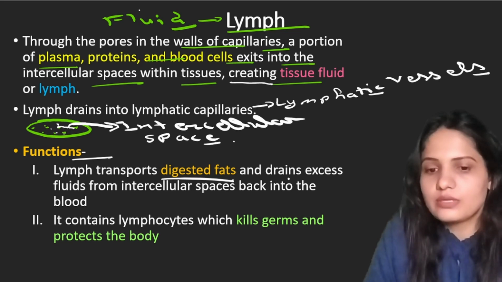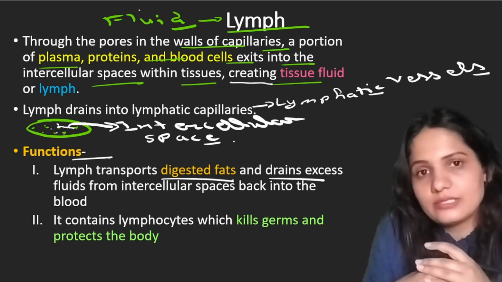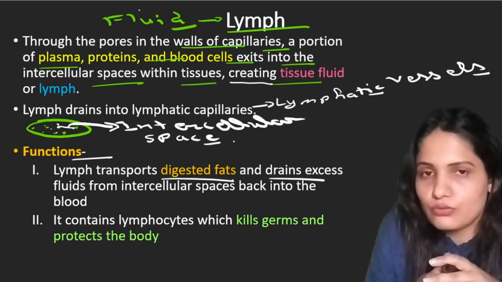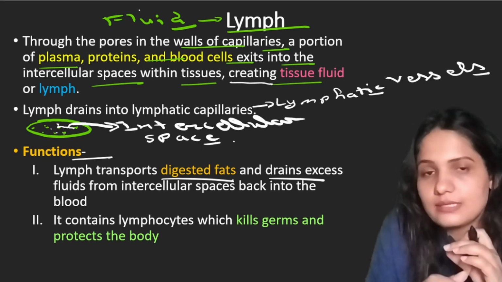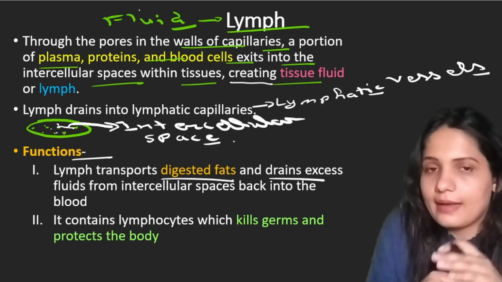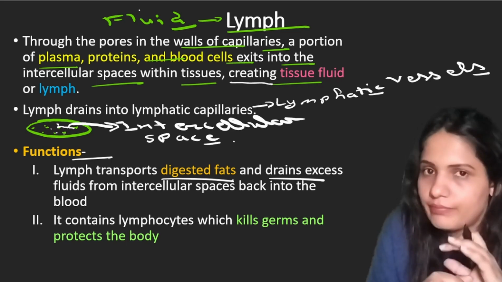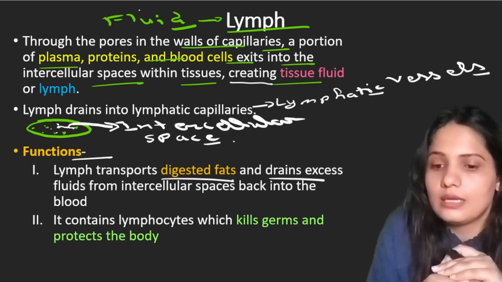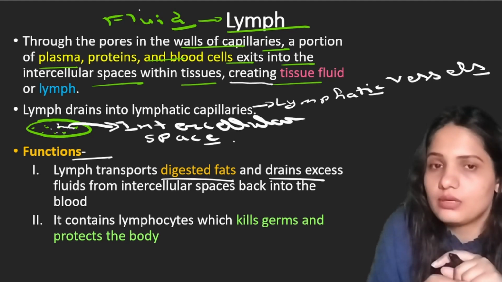Lymph transports digested fat. Once the fat is broken down into simpler substances like fatty acid and glycerol, these simpler substances are absorbed into the lymph in the small intestine. Other nutrients are absorbed into the blood, but the fats are absorbed into the lymph, into the tissue fluid. So this is one function of lymph.